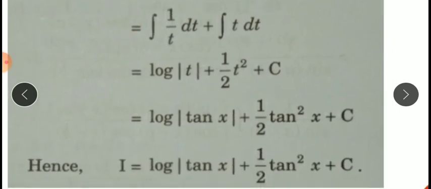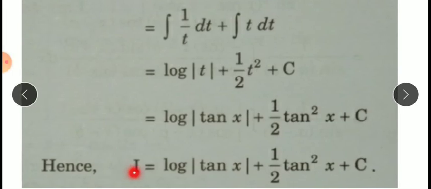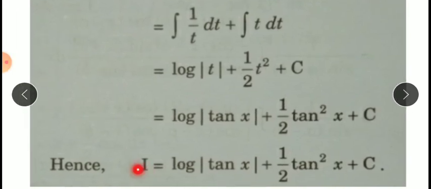Substitute value of t. T means tan x. Log tan x plus 1 upon 2, t square means tan square x, plus c. Then finally we are getting our integration I is equal to log mod of tan x plus 1 upon 2 tan square x plus c, where c is constant of integration.